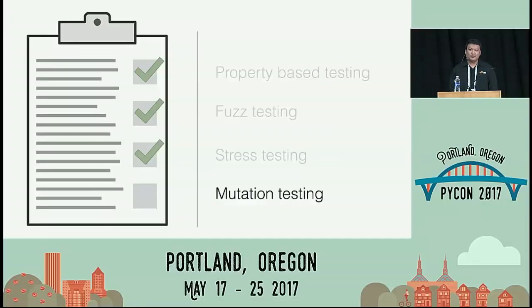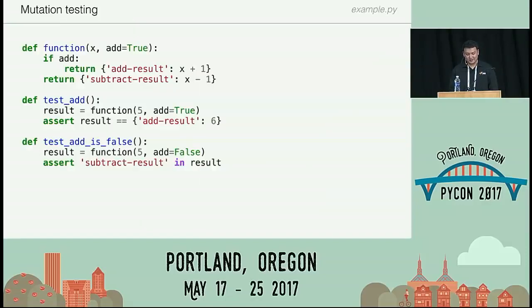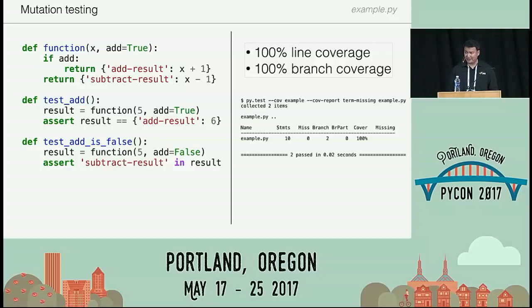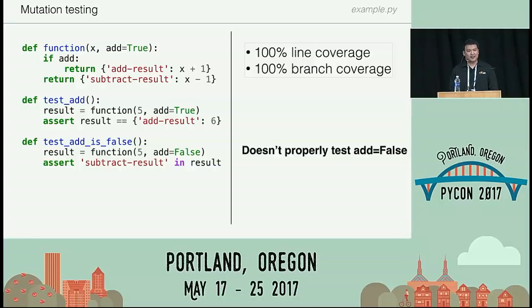So the motivation here for this test is that we have been looking at types of tests that help us write reliable code and higher quality code, but what actually tests the test? So as an example, here is a function and 2 tests for it. And if we run this, we feel pretty good, right? 100% line coverage, 100% branch coverage. But if you look at that last test, the test add is false, it's actually not testing what that value is. It's testing that the key is there, but it's not properly testing what the value is.